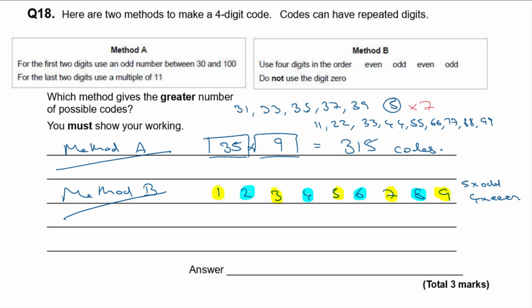So if I'm picking a code which is even, odd, then I'm going to have 4 choices for the first digit if it's going to be even, 5 choices for the second, 4 choices for the third because I can repeat them in this case, and 5 for the last one because I can repeat it. Multiplying those together, 4 times 5 is 20, 4 times 5 is 20, 20 times 20 is 400. So there are 400 codes for method B, so 400 codes beats 315, doesn't it? So method B is the answer here. Method B has the most codes.